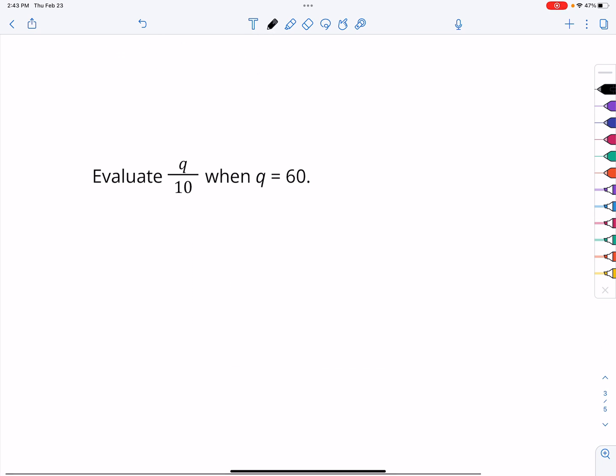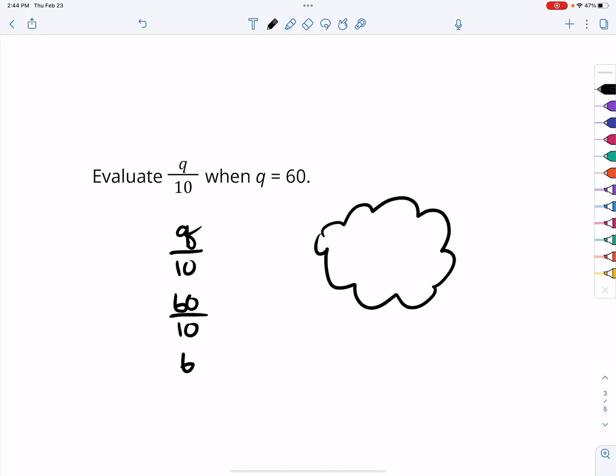Next, we have what looks like a fraction, but we actually know that this is algebra for division. So we have q divided by 10, and we're going to be replacing or substituting that q with a 60. So 60 divided by 10 is 6. Notice that even though this kind of looks like a fraction, I'm definitely going back to that way of thinking that a numerator over a denominator is the same as the numerator divided by the denominator. So you can interchangeably go in one direction or the other with that type of thinking.